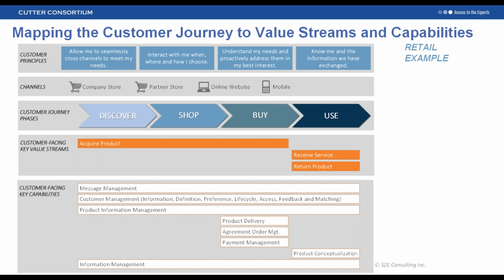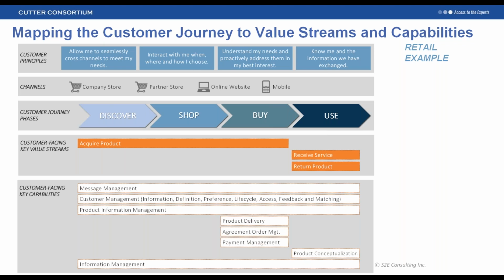we can do a bi-directional impact assessment, such as, what if we made changes to the customer journey phase of discover? If we made experience changes there, what would it impact? We can follow that through to say that would impact the acquire product value stream, and specifically capabilities for message management, customer management, product information management, and information management.